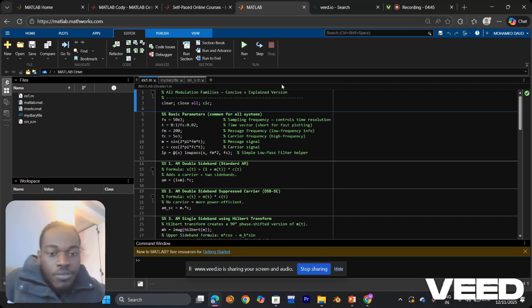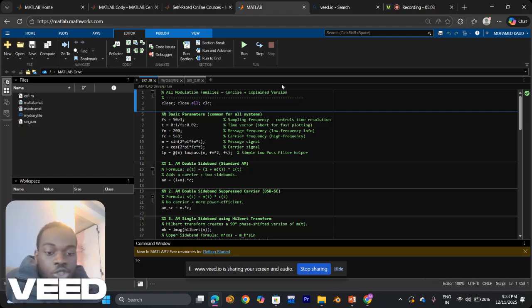And for the final plot, in the last section, I plot six important signals. That is the AM, the DSB-SC, the SSB, the narrowband FM, the narrowband PM, and the recovered PM signal. These plots help visualize the difference between the modulation types.